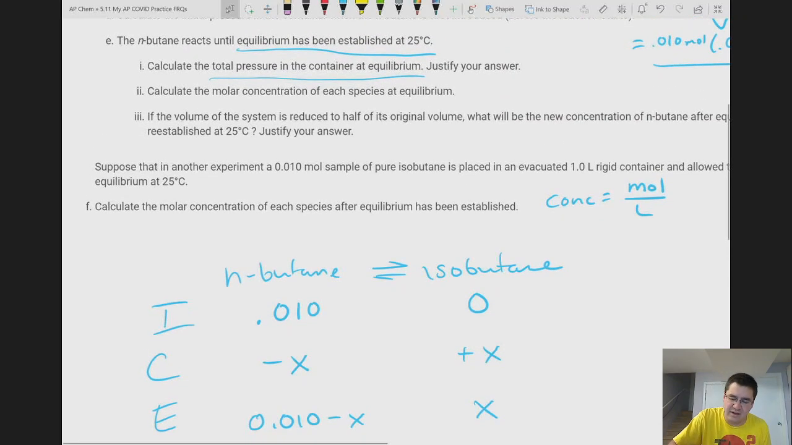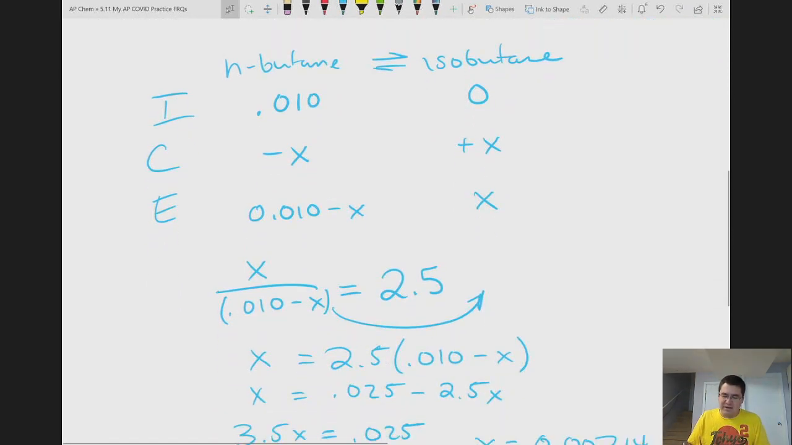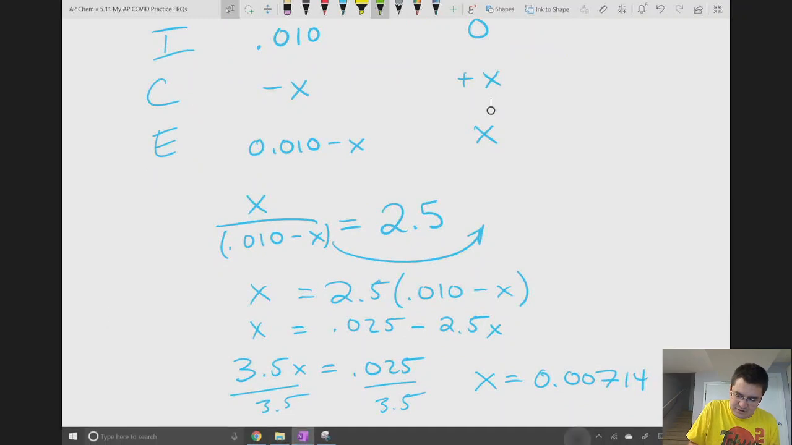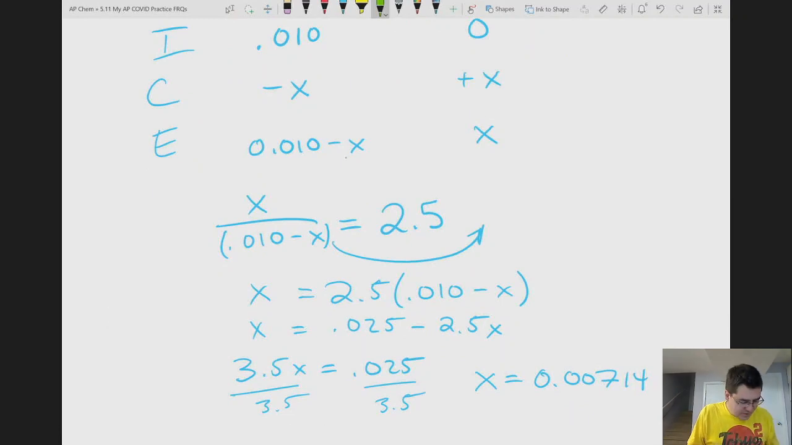Okay. And it says calculate the total pressure in the container at equilibrium. Which means we're going to have to calculate these first. So this would be 0.010 minus 0.00714. So this would be 0.00286 and 0.00714. Wait, oh yeah, because this is concentration, not pressure. Yeah, you're right.